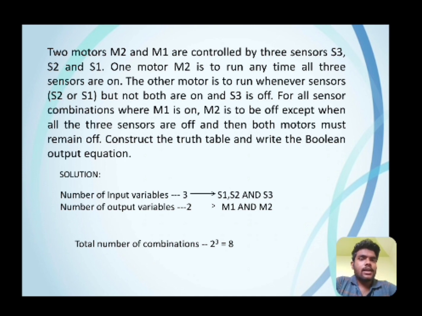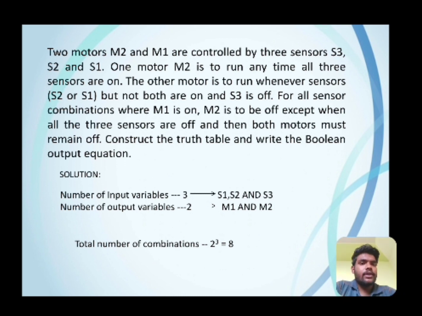For all sensor combinations where M1 is on, M2 is to be off, except when all three sensors are off. If all three sensors are off, M1 and M2 must both be off. Then both motors must remain off. Now come to the solution.